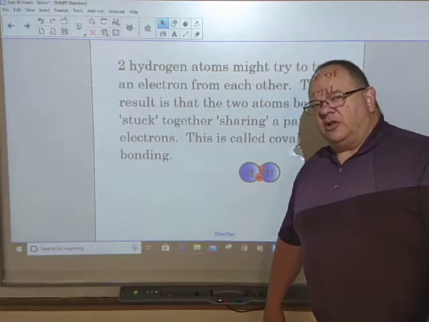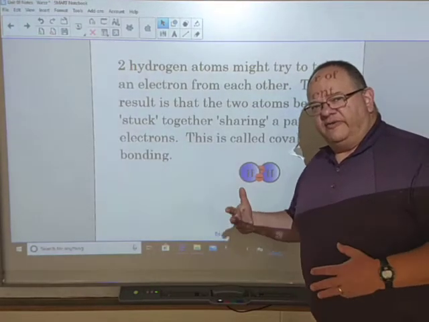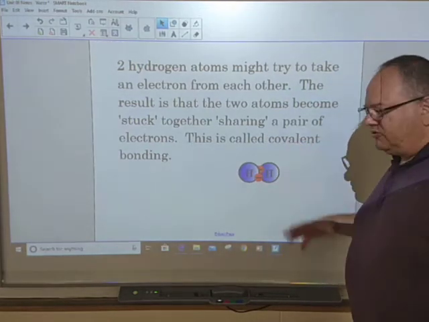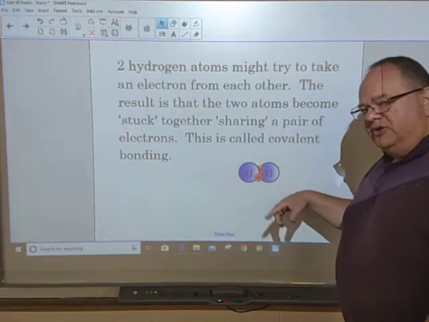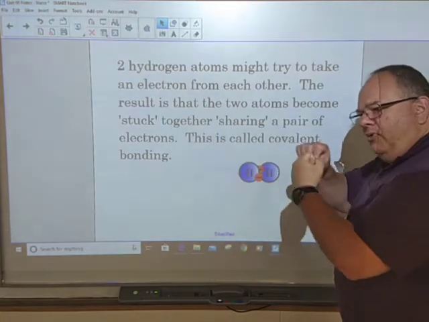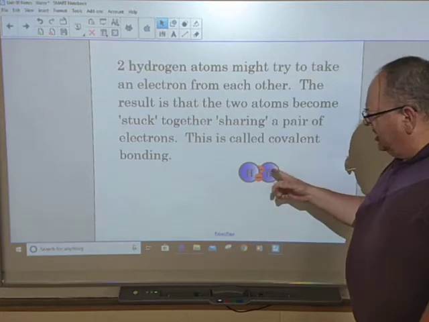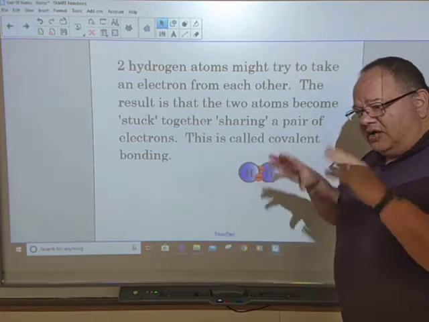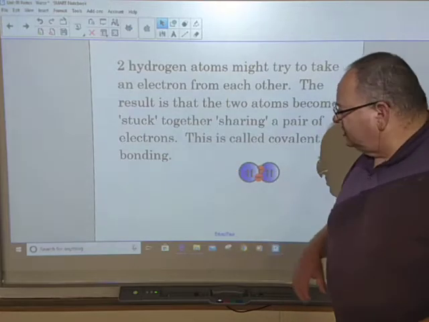You probably wouldn't believe how long it took me to work out that little bit of animation there. But I imagine both hydrogens want an electron, they both reach out and grab. But here's the thing, the other atom doesn't want to let go. So when they pull together, pulling on each other's electrons, they effectively pull themselves together, and now they're kind of stuck together because they're both grabbing onto the same electrons.